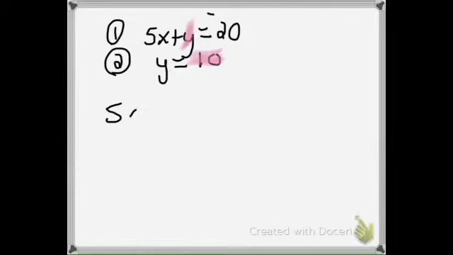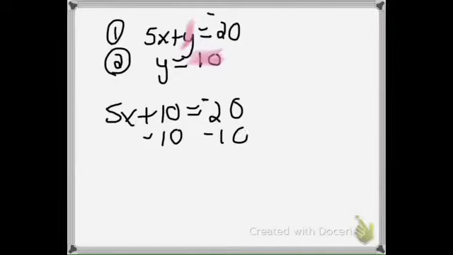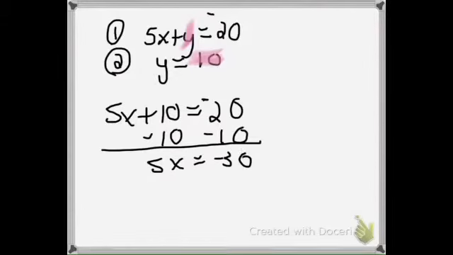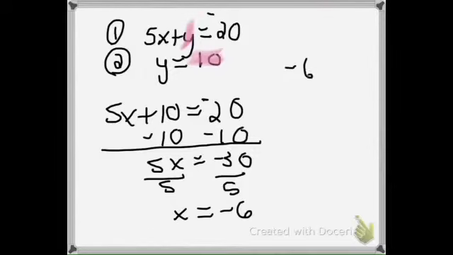So I'm going to go 5x plus 10 equal 20. And it wasn't 20, it was negative 20, sorry. Then I'm going to subtract 10 on both sides, of course, to get the x by itself. That's going to give me 5x equals negative 30. So then I'm going to divide by 5 here and divide by 5 here, and x is equal to negative 6, which means what I'd have to plug into IXL would be negative 6, comma 10. First problem.